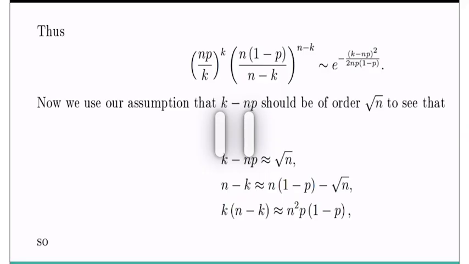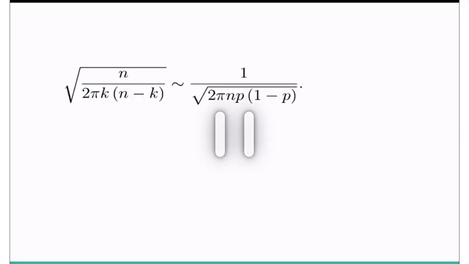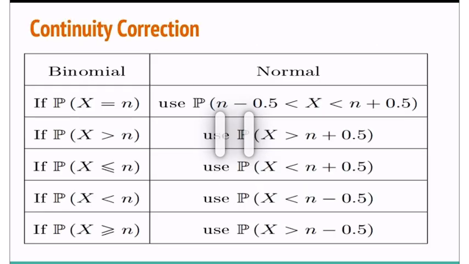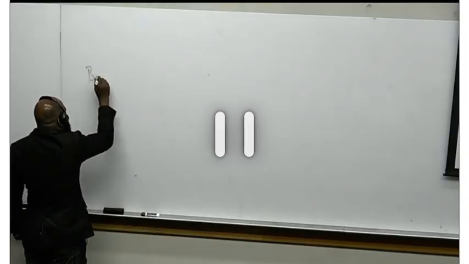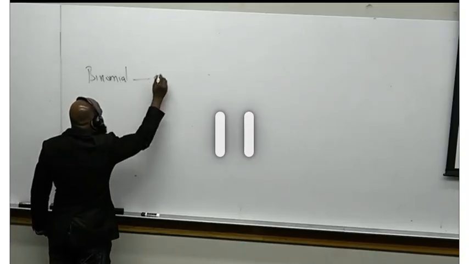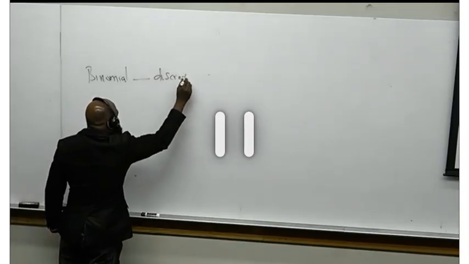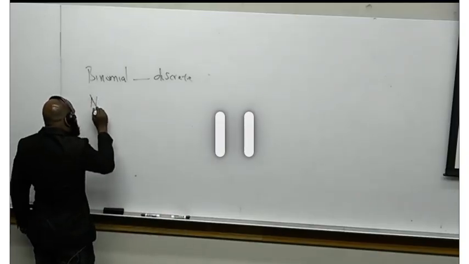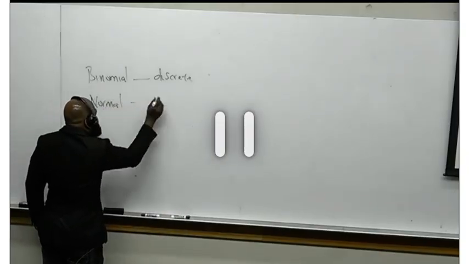But there's something I want to tell you. Binomial distribution is discrete, while normal is continuous. Binomial, of course, we all know, is for a discrete random variable, while normal is for continuous.